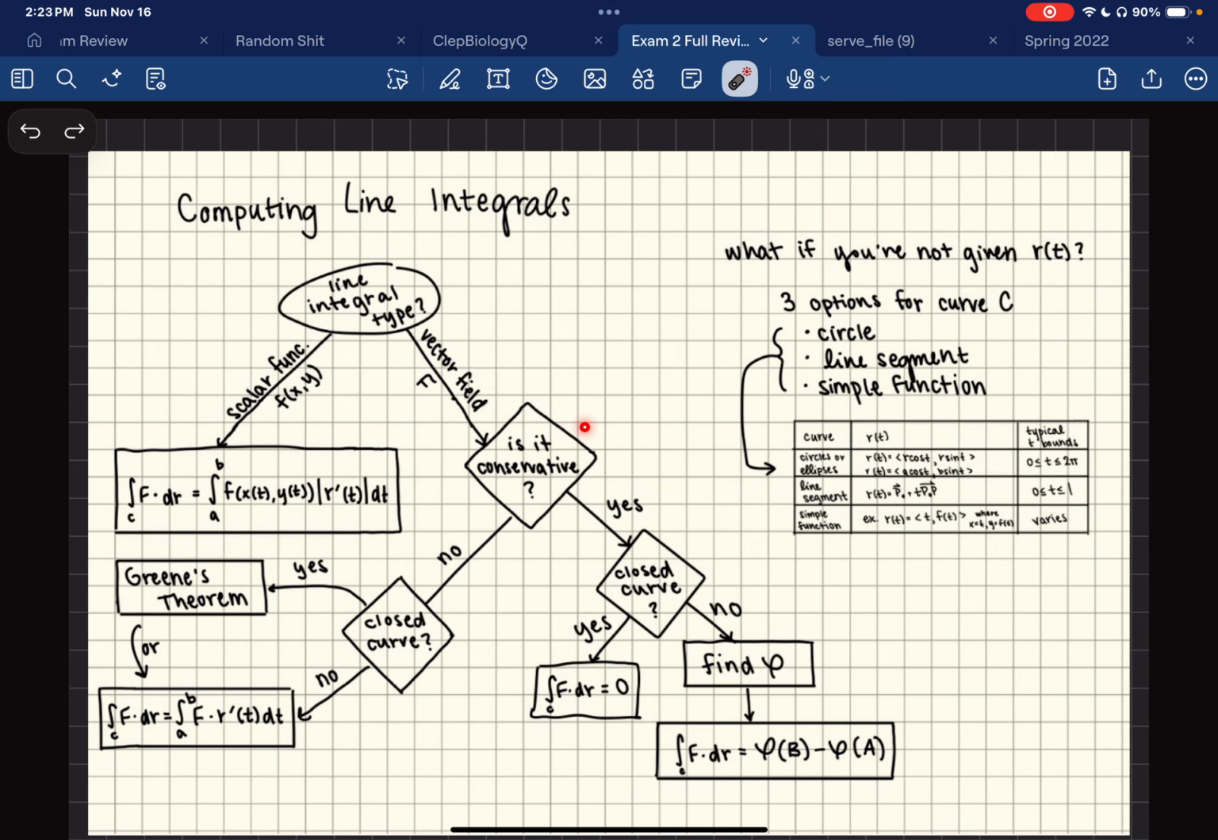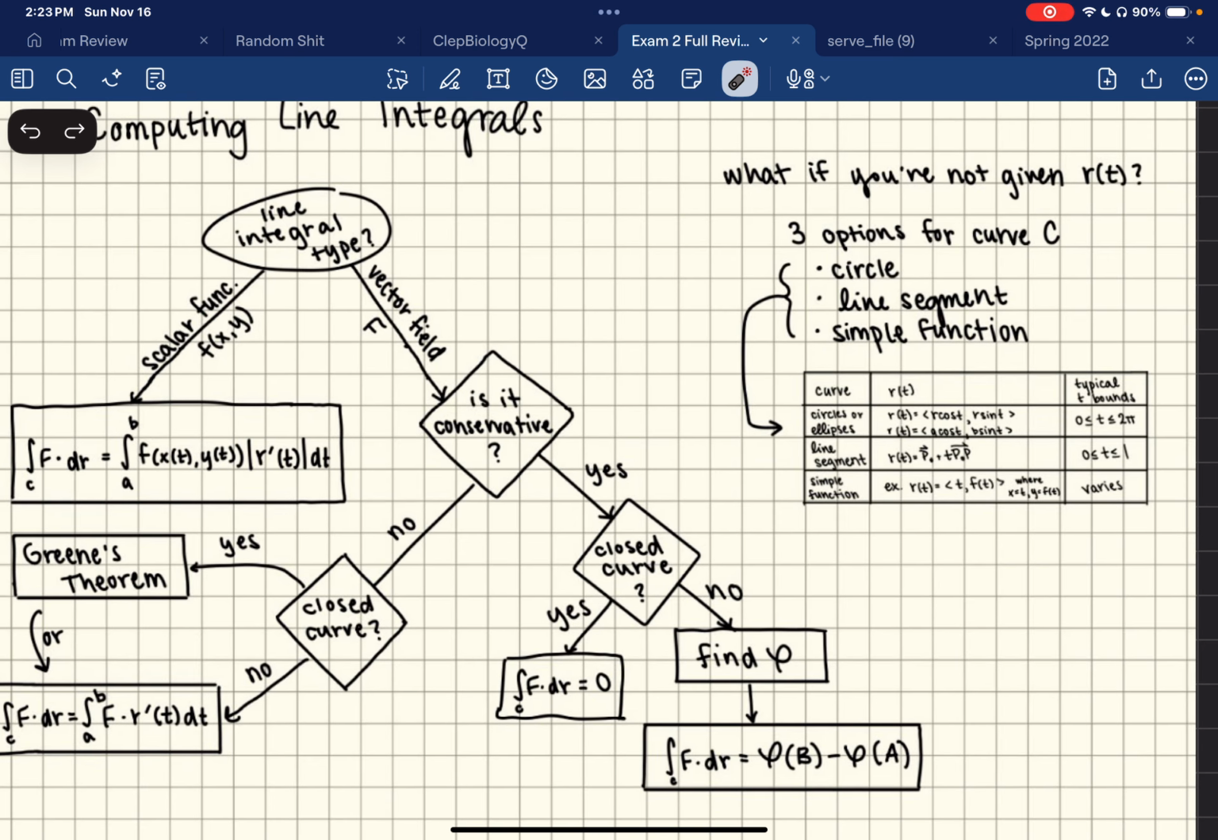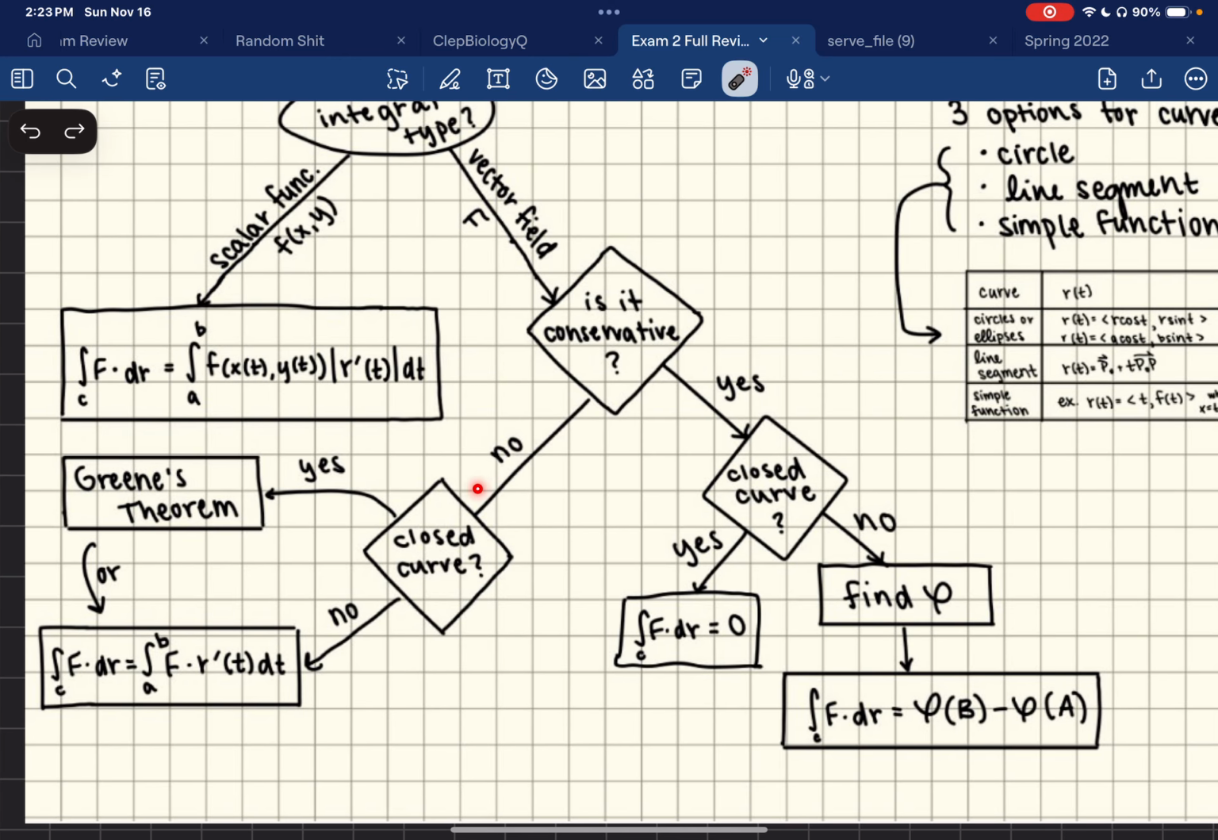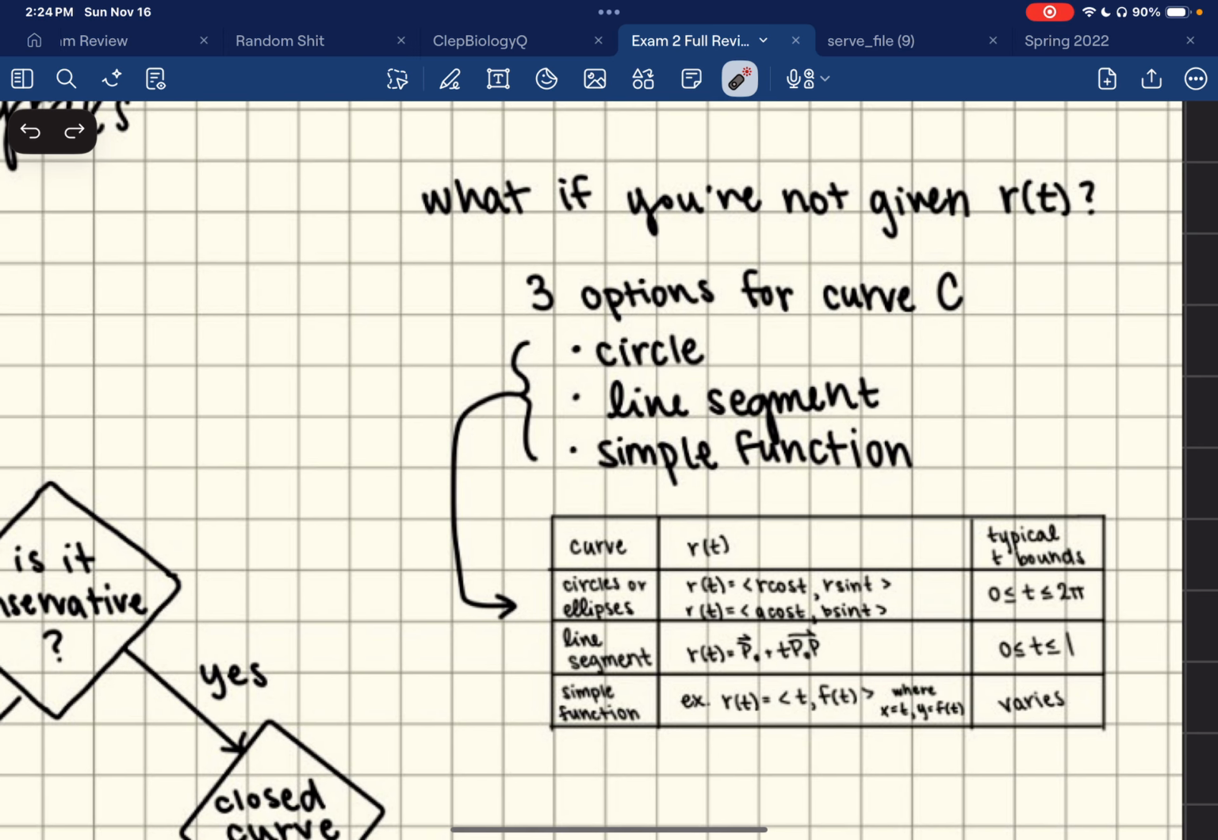You have to find, is it conservative? If it's conservative and it's a closed curve, then you just know it's 0. If it's not a closed curve, you find the potential function and you can use the fundamental line theorem. If it's not conservative and it's a closed curve, you use Green's theorem, or you can also just use this. If it's not a closed curve, you can only use the original formula for that integration. But if it is a closed curve, you can use either of these. And here's how you parameterize more simply.